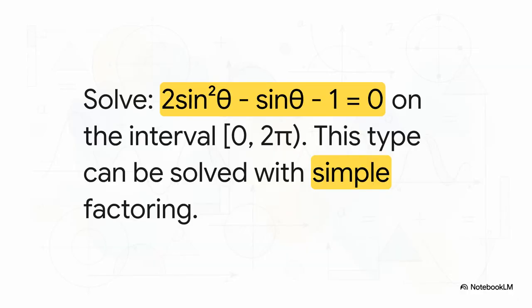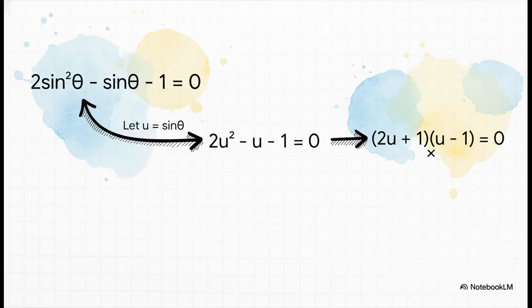This is the friendly version. The hidden quadratic here is one that we can solve with some simple factoring, just like you did in algebra class. No scary formulas needed for this one. So step 1, we just say, let u equal sine theta. Instantly, that messy equation transforms into 2u squared minus u minus 1 equals 0.